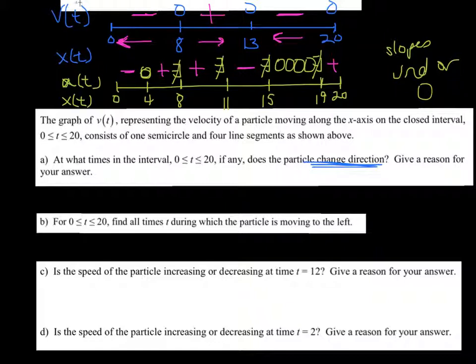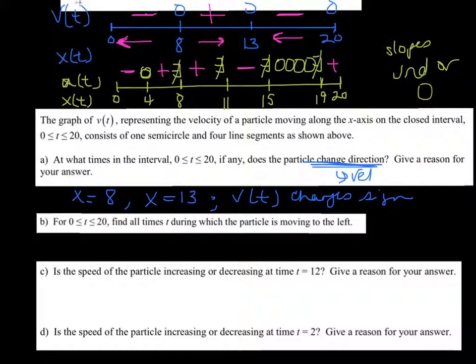Changing direction is like changing movement. And when we're talking about movement, we're looking at the velocity. In order to change direction, it would change from left to right or right to left. If you look at your arrows here, when is it changing directions? I would definitely say at t equals 8, and again at t equals 13. The reason for your answer would be that v of t changes sign.